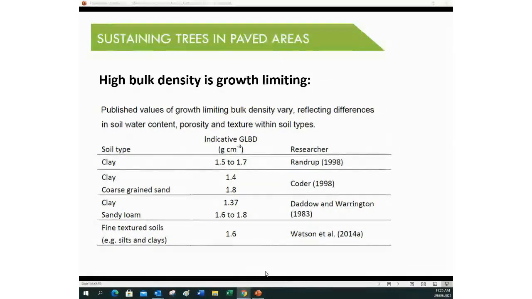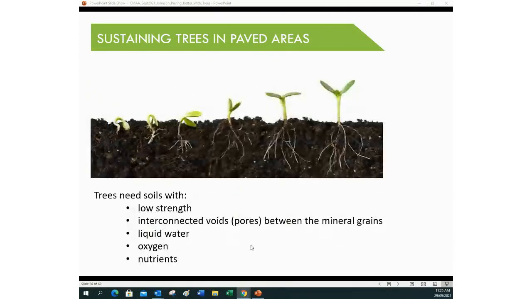You start to compact, you see these values are quite low. A lot of urban soils are up in the 1.8 to 1.9 tonnes per cubic metre, growth limiting bulk density. If we can avoid compaction, if we can reduce soil strength, we can reduce tree root impacts. Now that's a challenge, but think about that. What trees need to grow is exactly the same as these beans need. They need low strength soils. How can we support low strength soils in urban environments where they've got to support assets?